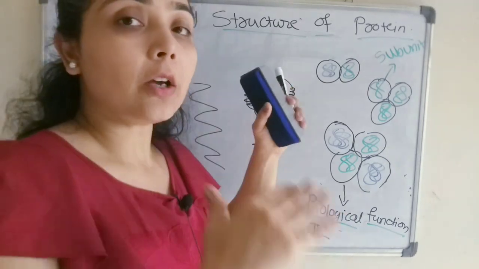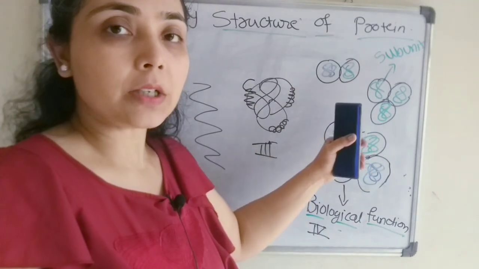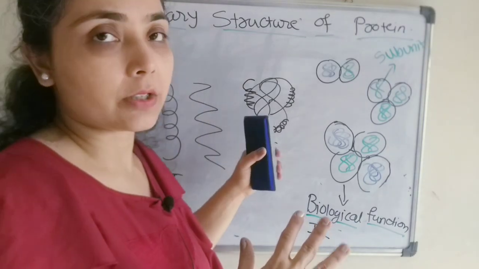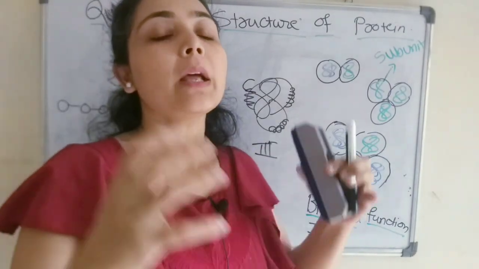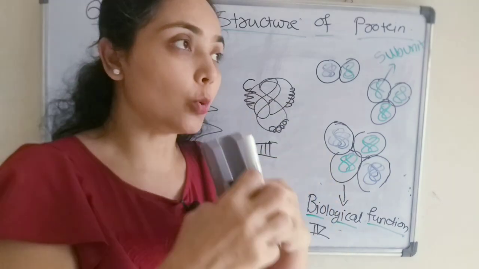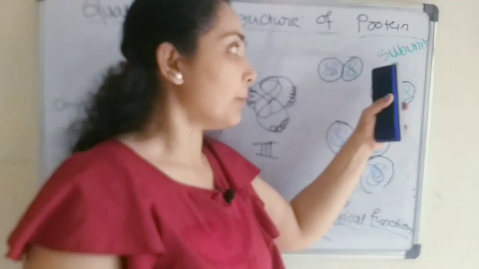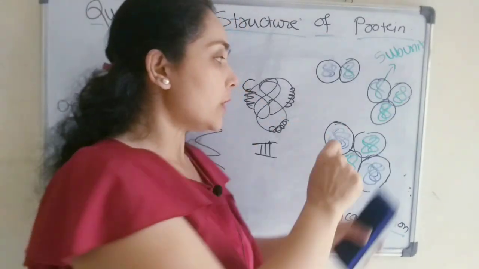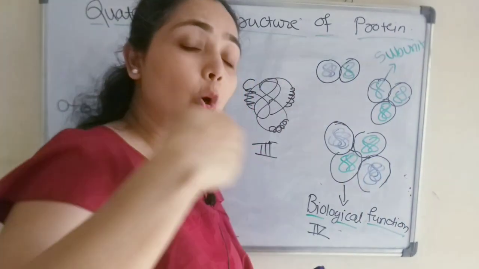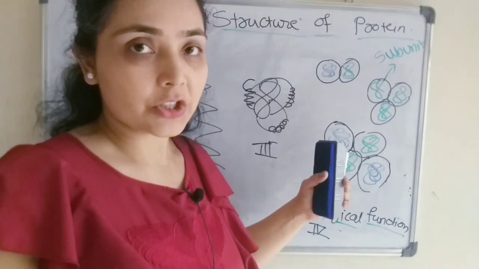Not all proteins will have quaternary structures, but all proteins will have primary, secondary and tertiary structures. For quaternary structures, more than one polypeptide chain needs to come close to each other. That is the subunit. Each individual subunit will have its own primary, secondary and tertiary level.